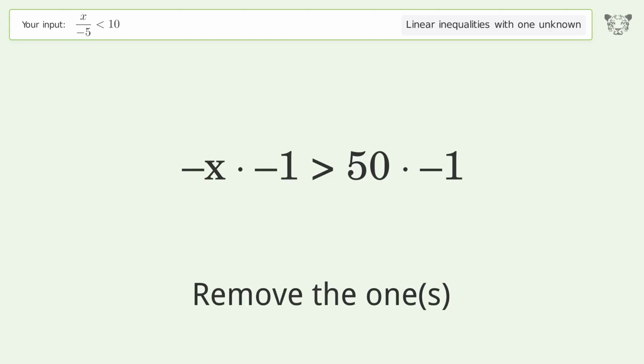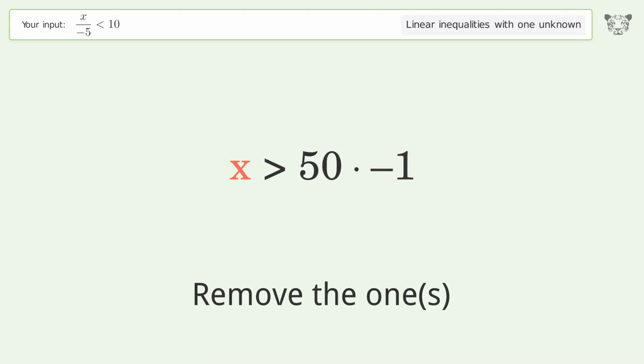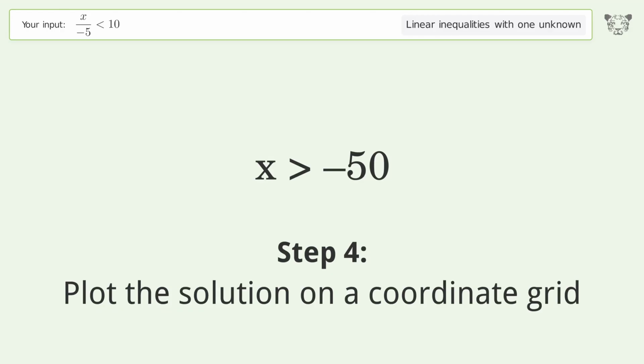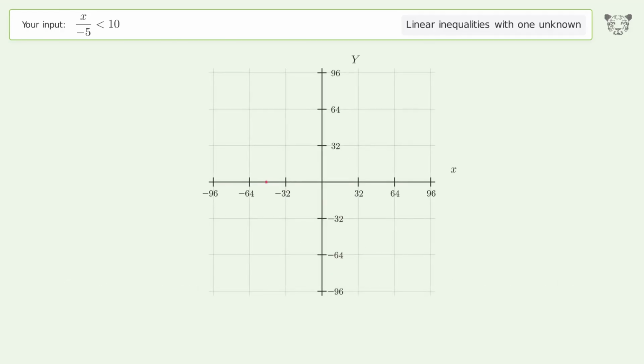Remove the ones. Simplify the arithmetic. Plot the solution on a coordinate grid. And so the final result is x greater than -50.